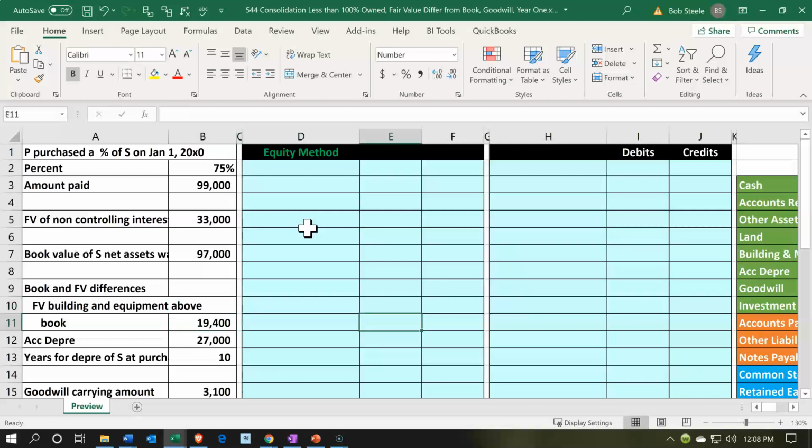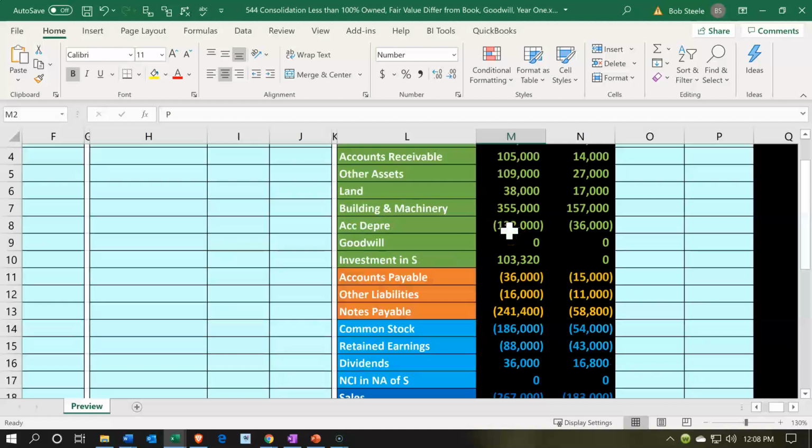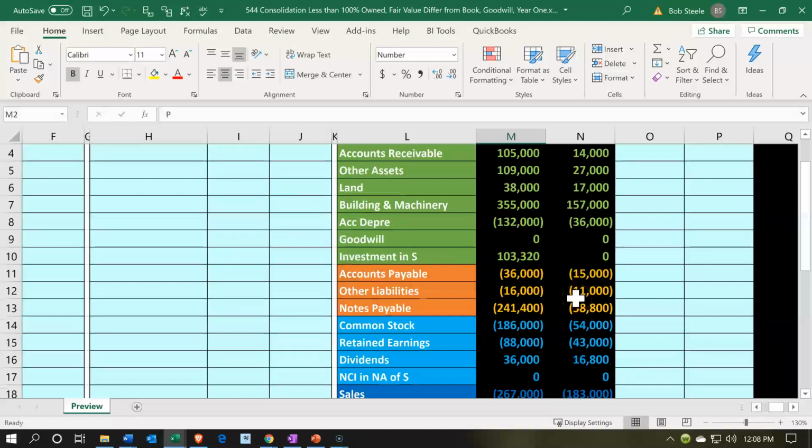So if I go back over here, let's take a look at our financials. We've got P's books, we've got S's books. These two are as of a year later after the consolidation. These are as of December. Consolidation took place in January. Now, they gave us the equity section or the book value, but we can kind of figure out what the book value is. They might not always do that if they give you the data over here.